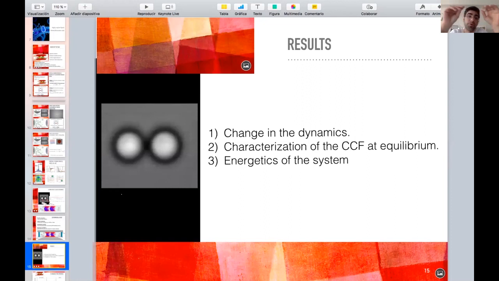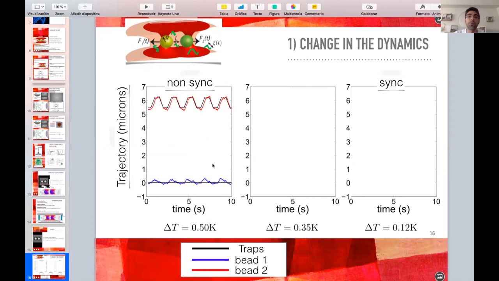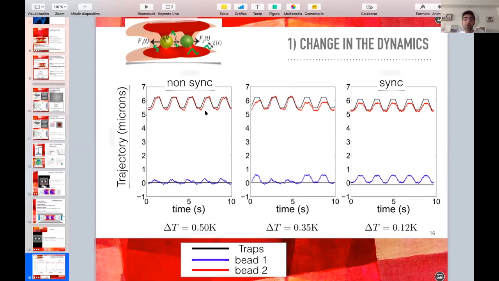Here I cannot show what I was trying, so I'm going to erase so you can see. This is the case when we are far from the criticality, around one half Kelvin. So you see that the black solid lines represent the position of the two traps, the fixed one and the moving trap. And the blue and red solid lines represent the trajectory of the two particles.